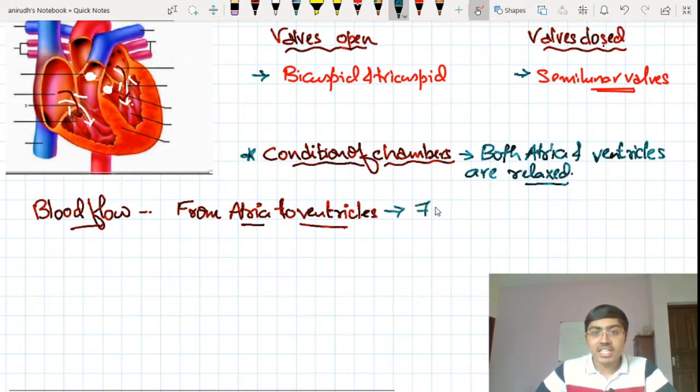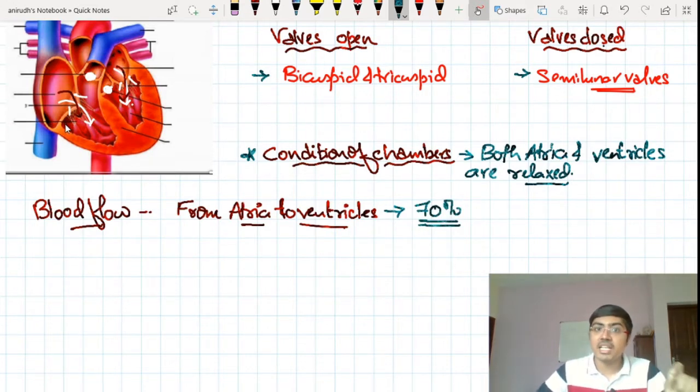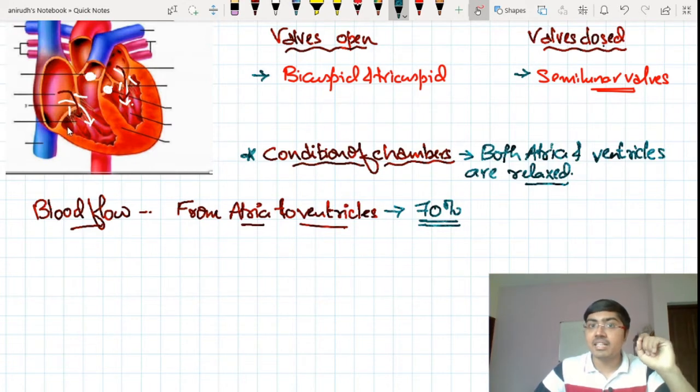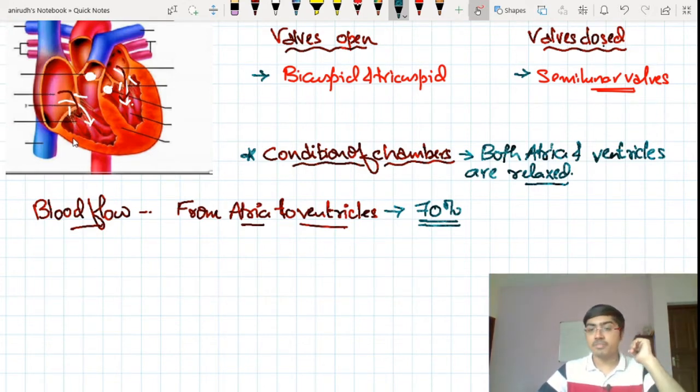70% of the total blood in the atria will now go into the ventricle. Just because the valve is open, if the atria contain, let us say, 100 ml of blood, then 70 ml of the blood will go into the ventricle. This is what I meant by that. So 70% of the blood in the atria will go into the ventricle.